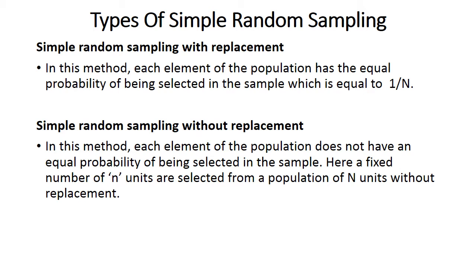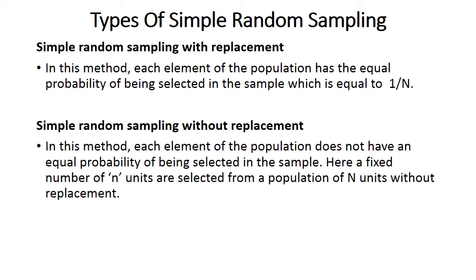In the second case, each element of the population does not have an equal probability of being selected as a sample. For example, suppose I have a box in which there are 12 balls of different colors. Now, what is the probability of selecting a red ball out of the box? It is 1 upon 12. In case of simple random sampling with replacement, the probability of getting selected for all the balls is 1 upon 12. However, in the second case, without replacement, it does not have an equal probability of being selected.